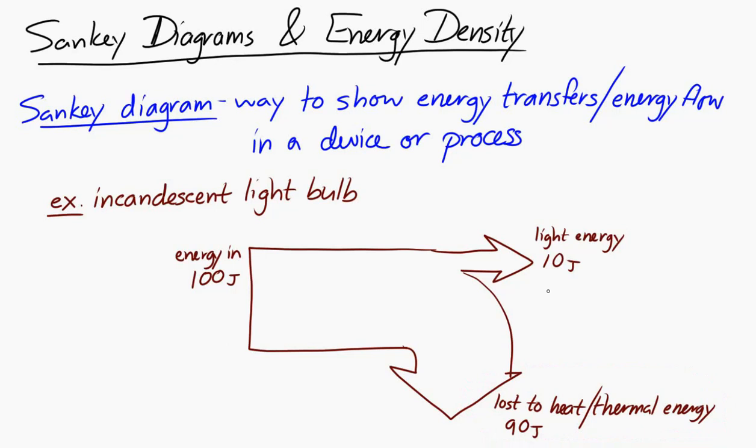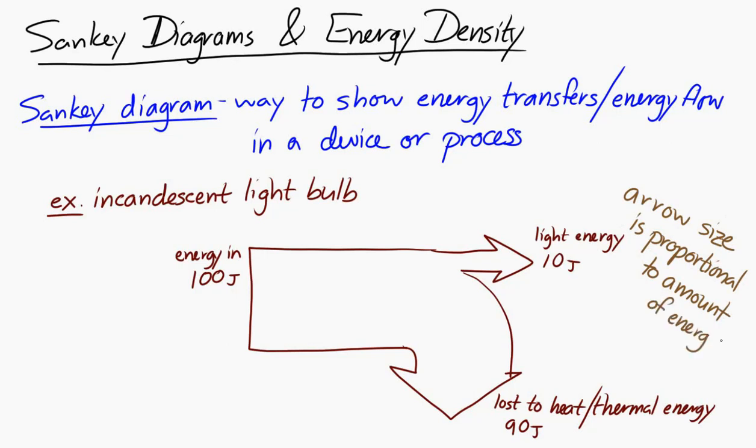And notice, the arrow size is proportional to the amount of energy. So this 10 joules is quite a bit smaller than the 90 joules right here. In fact, in a perfect Sankey diagram, they should be exactly proportional. So the 10 joules should be 1 unit wide, and the 90 joules should be 9 units wide. And the one over here that's 100 joules would be 10 units wide. All right, let's take a look at another one.